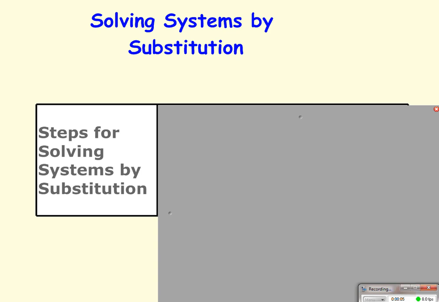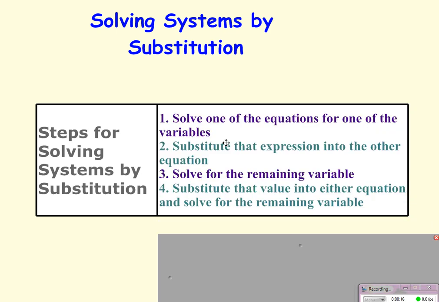All right, geometry guys, this is solving systems by substitution. We're solving systems of equations. So a couple different ways you can do it. One is by substitution, the other is by elimination. So solving by substitution, you do this.